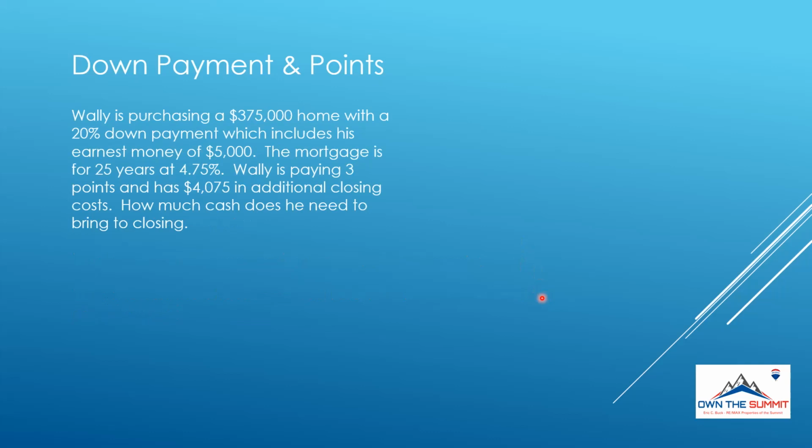So our question on points: Wally is purchasing a $375,000 home with a 20% down payment, which includes his earnest money of $5,000. The mortgage is for 25 years at 4.75%. Wally is paying 3 points and has $4,075 in additional closing cost. How much cash does he need to bring to closing?